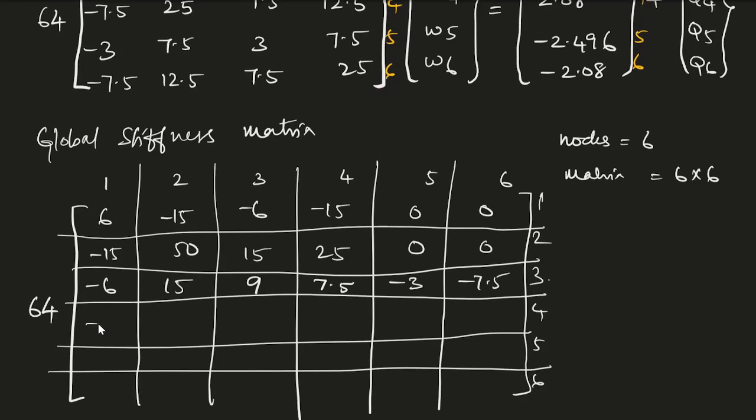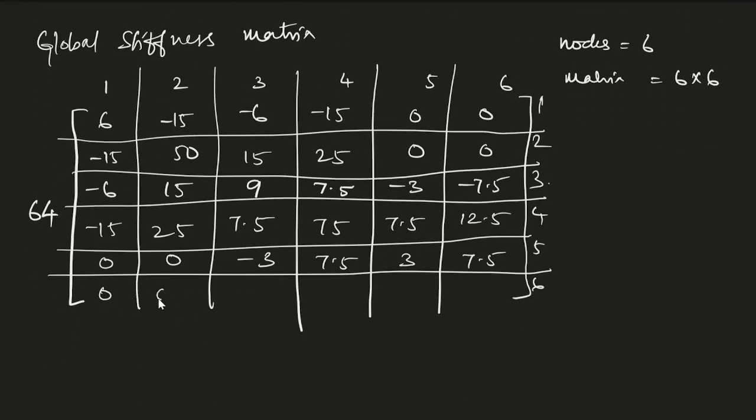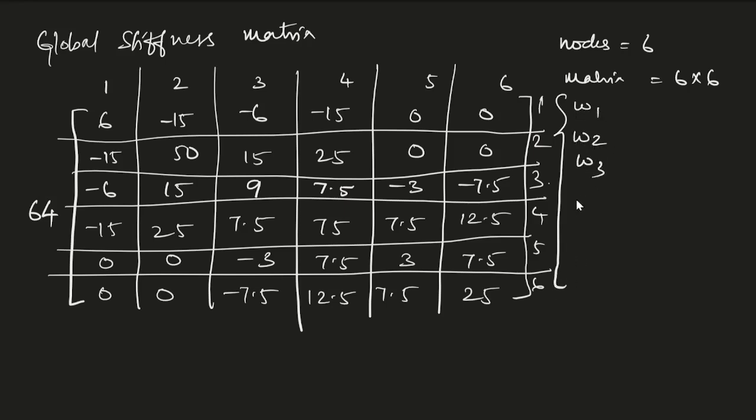The fourth row is minus 15, 25, and 15 plus 7.5, which is 22.5, minus 7.5, and 12.5. The fifth row: 1 and 2 will be 0, and minus 3, minus 7.5, 3, 7.5. In the last row: 0, 0, minus 7.5, 12.5, 7.5, and 25. So these are the values after assembling. Okay, so this will be multiplied into w1, w2, w3, w4, w5 and w6.